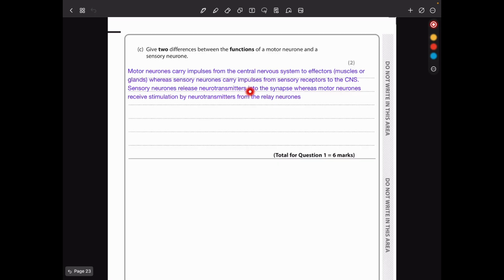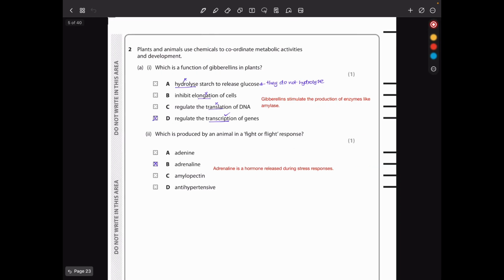Sensory neurons release neurotransmitters into the synapse, whereas motor neurons receive stimulation by neurotransmitters from relay neurons. In question 2, plants and animals use chemicals to coordinate metabolic activities and development, which is a function of gibberellins in plants. Gibberellins will stimulate the release or production of enzymes like amylase, so they do not hydrolyze, they do not inhibit elongation, they do not regulate translation. The answer is D. They regulate the transcription of genes like those leading to the formation of amylase.